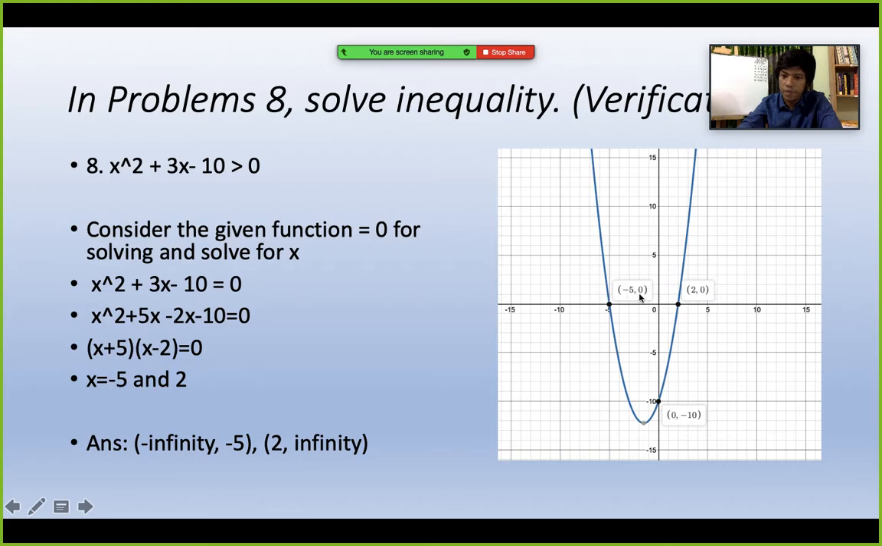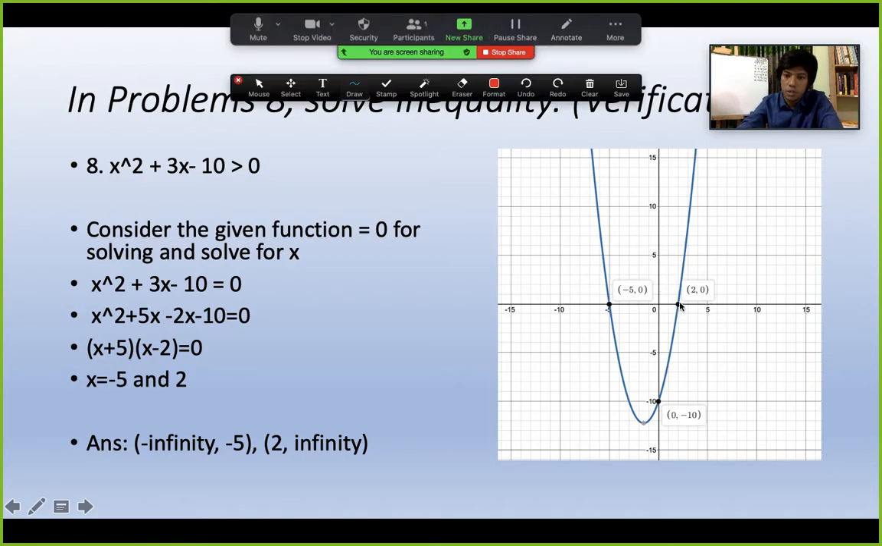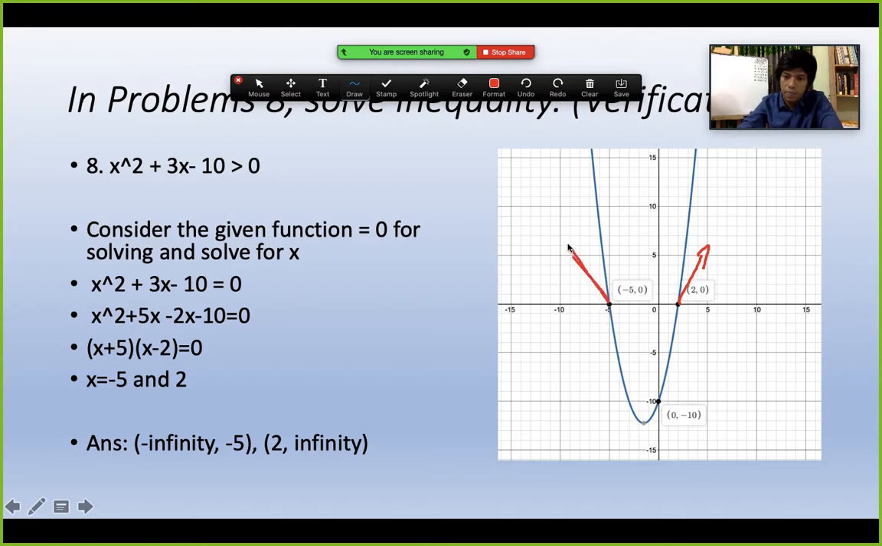Minus 5 comma 0 is one x-intercept, and 2 comma 0 is another x-intercept. Our solution is from here to plus infinity, and from here to minus infinity. I'm just drawing it to show that this line will continue going forever. That's why it is from minus infinity to minus 5, and from 2 to plus infinity.